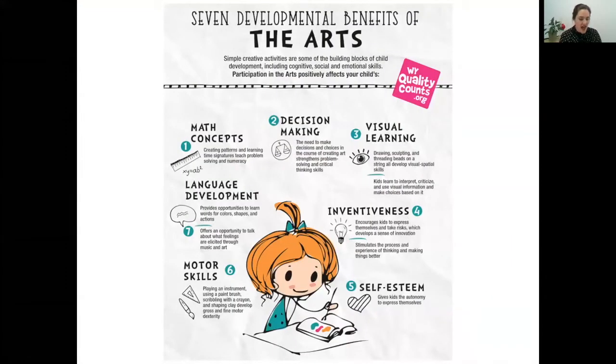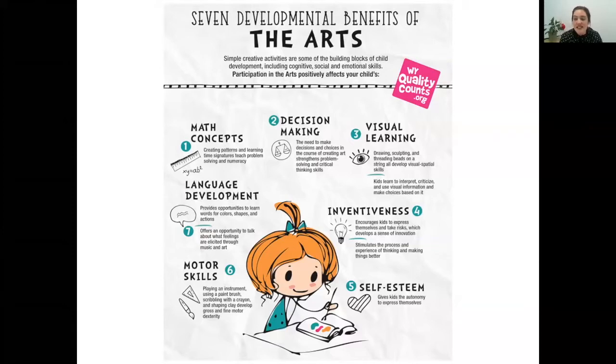So on the slide here, I have seven developmental benefits of the arts. You can see they impact on different areas of development, including cognitive, social, and emotional. So the first one there is maths concepts. We also have decision making, so the need to make decisions and choices. Visual learning, so drawing, sculpting, threading beads. Children learn to interpret and criticize using visual information and making choices around these.